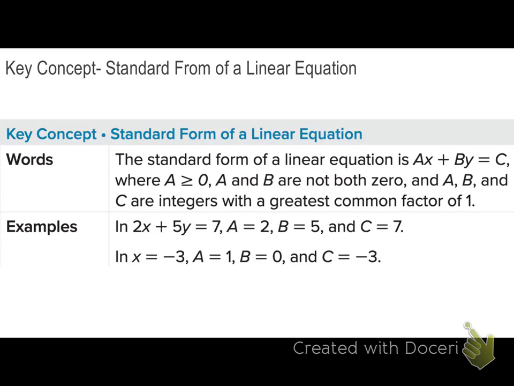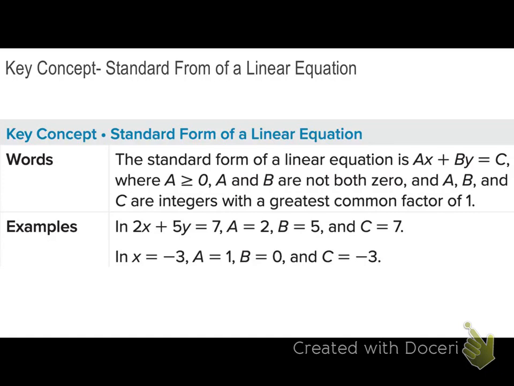They follow standard form where a, the number in front of x, is greater than or equal to 0. What types of numbers are greater than 0? Positive. So the number in front of x needs to either be 0 or some positive number. If it's negative, it's not in standard form. Another condition that needs to be met: a and b are not both 0. One of them can be 0, but they're not both 0 at the same time.